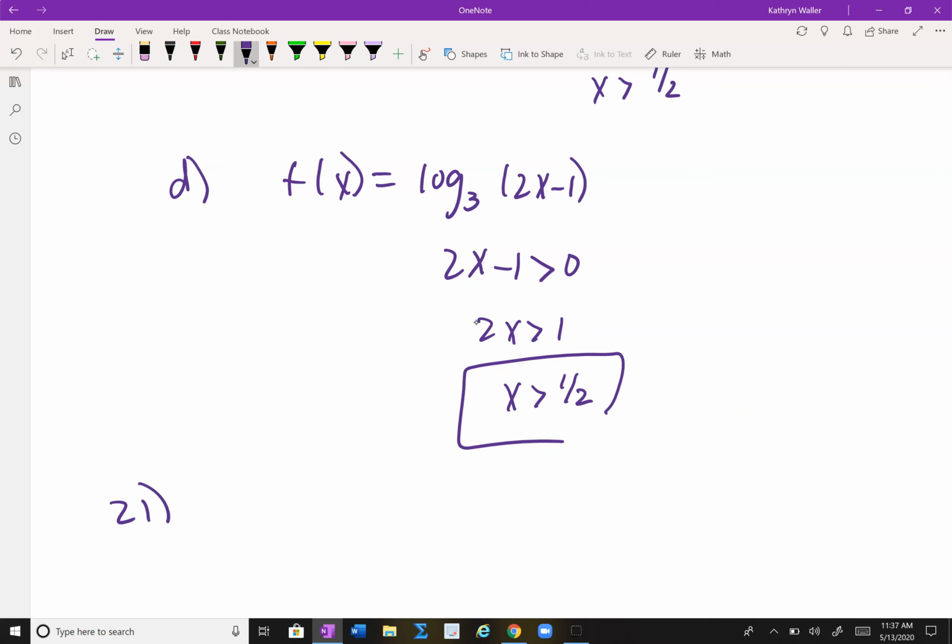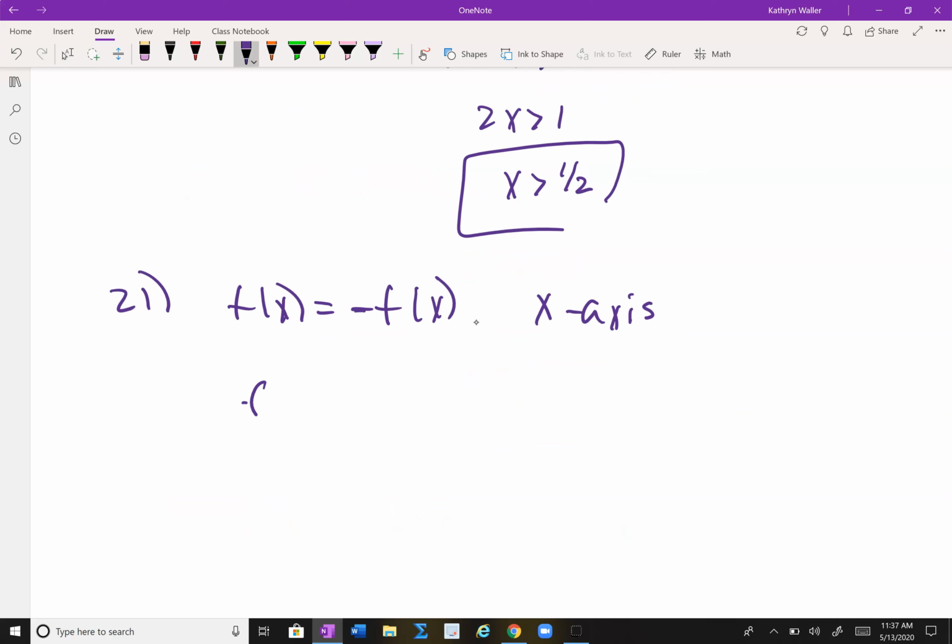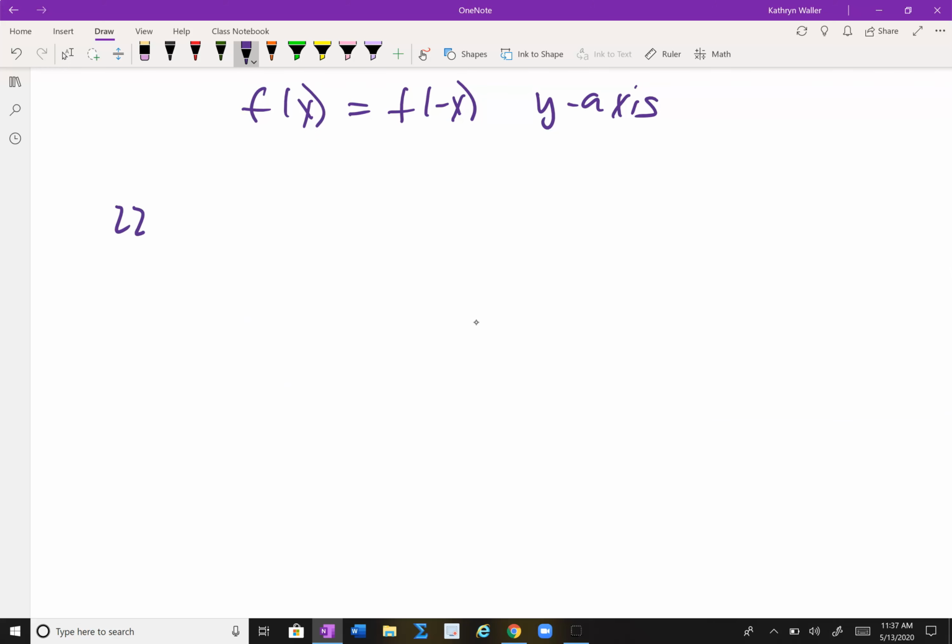So on 21, if the negative is in the front, remember that's a reflection across the x-axis. If the answer was supposed to be y-axis, the negative would be within, so be careful with that, okay? 22, graph this and answer some questions, okay?